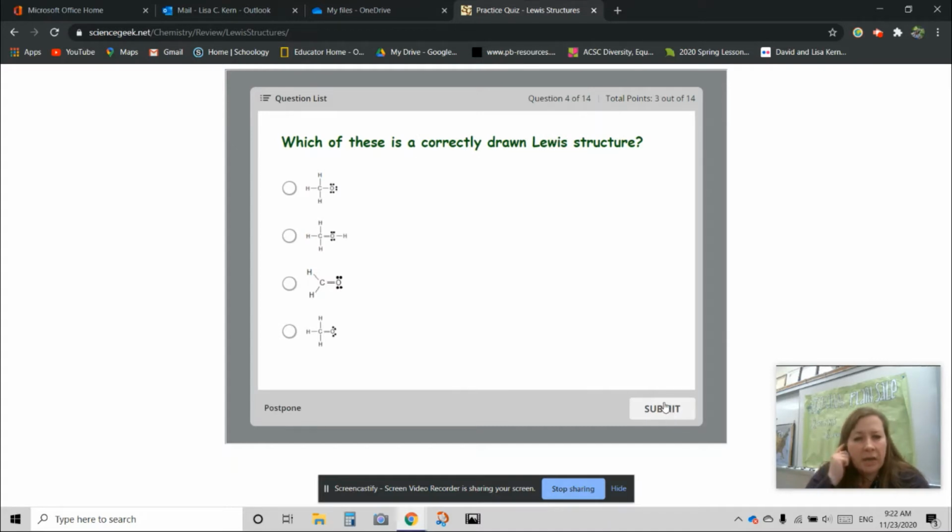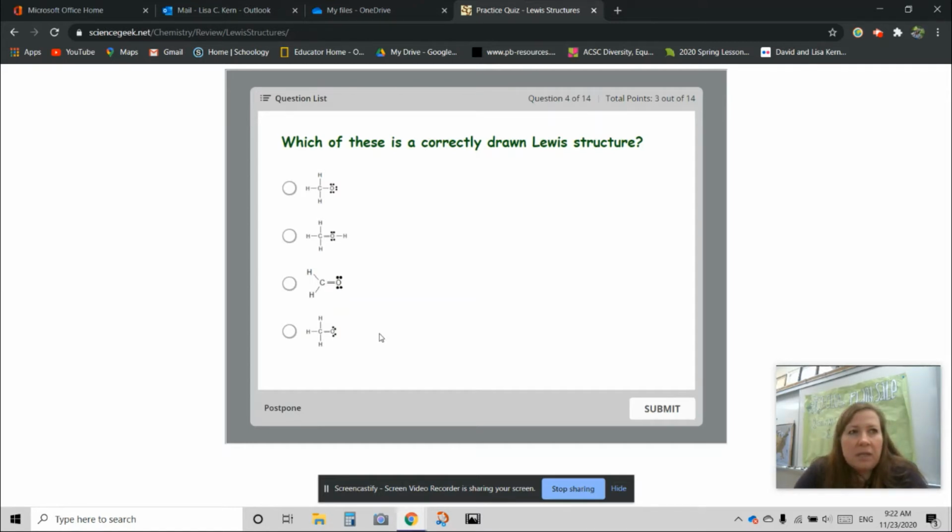Okay, which of these is the correctly drawn Lewis structure? So this one gets a little more tricky. First of all, we're going to look to make sure we don't have any hydrogens in the middle bonded to 2 different things. And here, all of our hydrogens are terminal atoms. They're on the ends, so that's okay. Here we have some hydrogens that are terminal atoms and another one over here. That's okay. Those hydrogens are okay. Okay, so hydrogens are not an issue here.